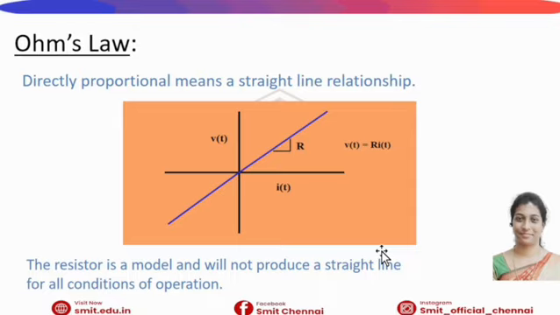Ohm's law has a linear relationship. Directly proportional means if the current increases, the voltage also increases. With current on the x-axis and voltage on the y-axis, if the current increases, the voltage also increases. If the current decreases, the voltage decreases. This relationship forms a straight line graph between voltage and current. However, this straight line relation is valid only for real resistors and not for all devices. Under all operating conditions, the resistor is a model which will not produce a straight line.